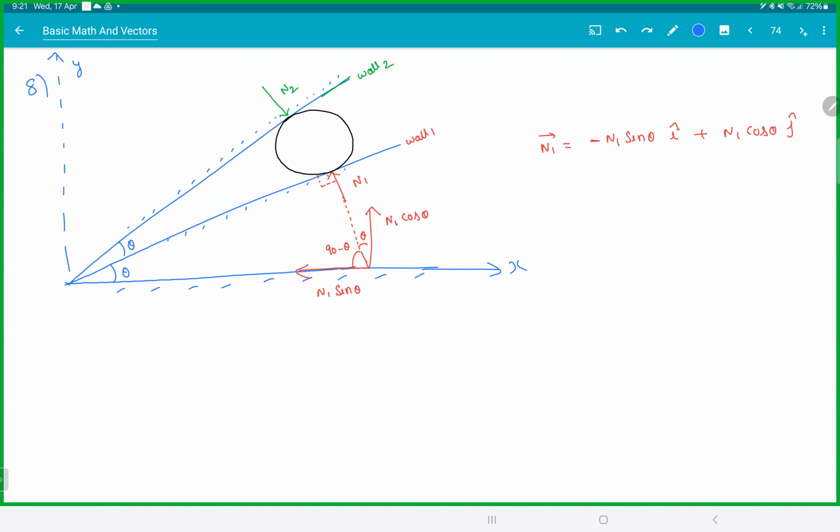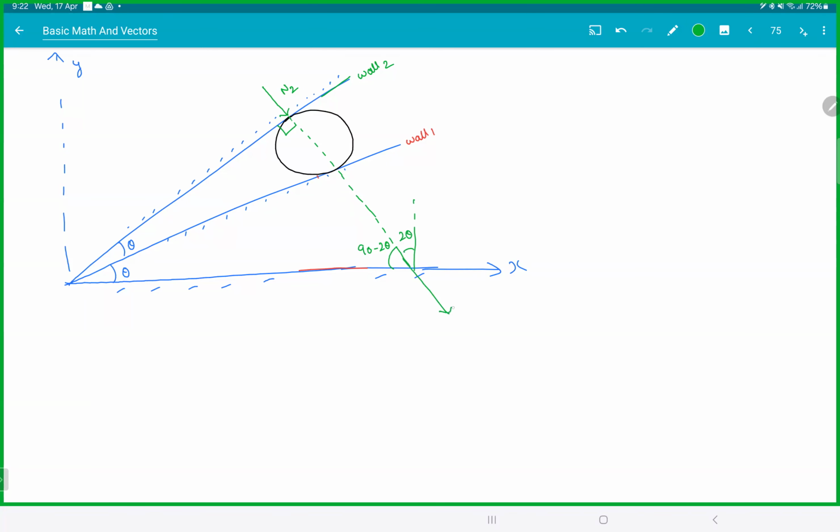How do you do for N2? Same thing. I will just drop this perpendicular like this. This is 90, na? This angle will be how much? 90 minus 2 theta, isn't it? So this angle will be 2 theta.